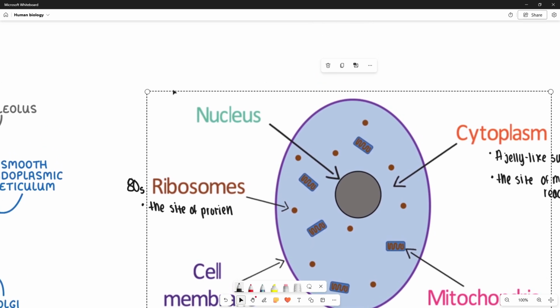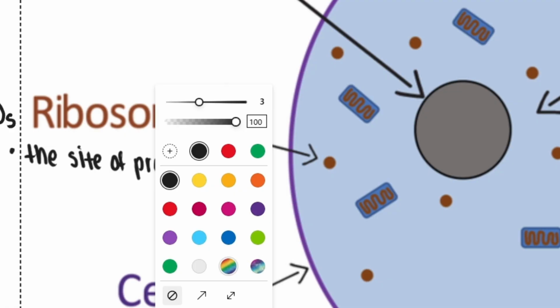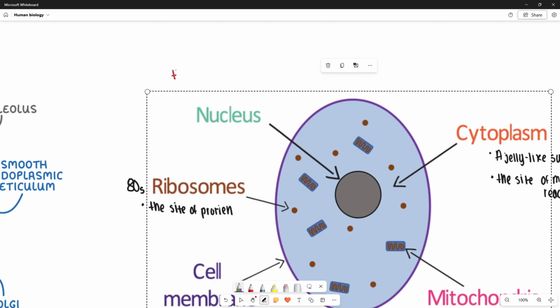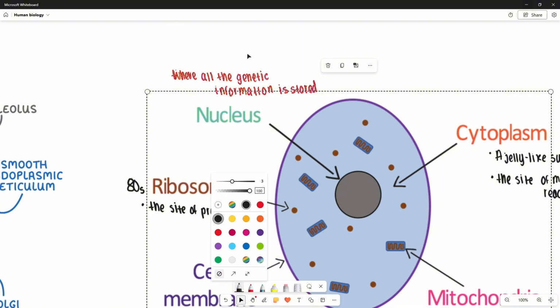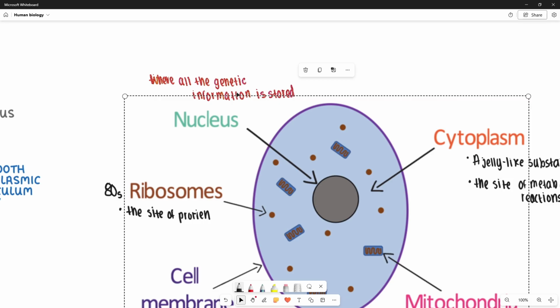And the nucleus contains all the genetic material within the cell. So let's write that down. Where all the genetic information is stored. So the nucleus is basically where all the genetic information is stored.